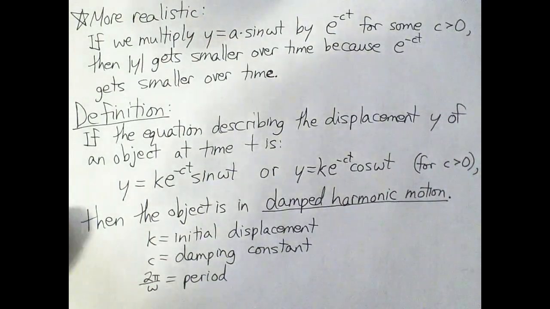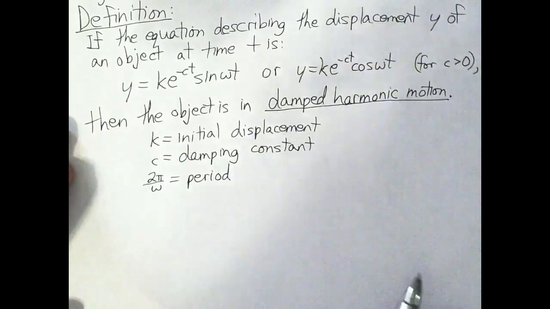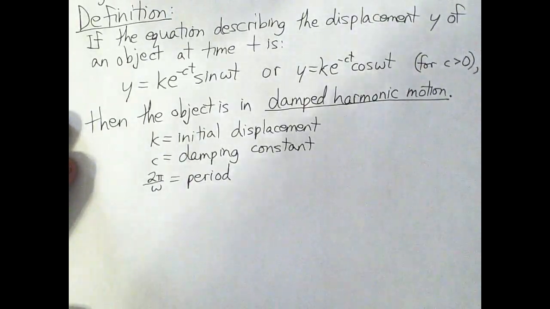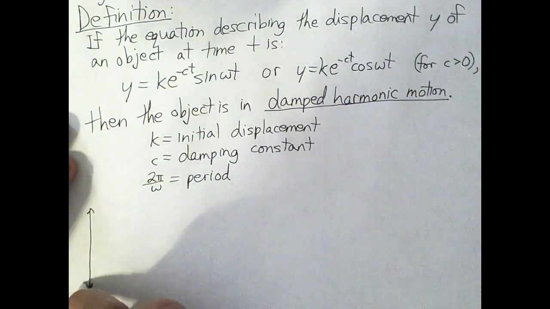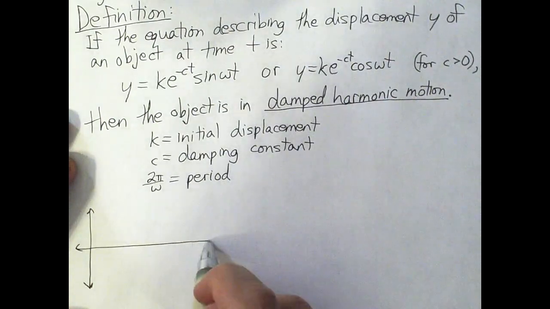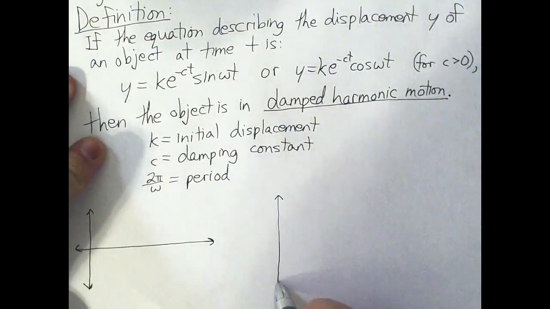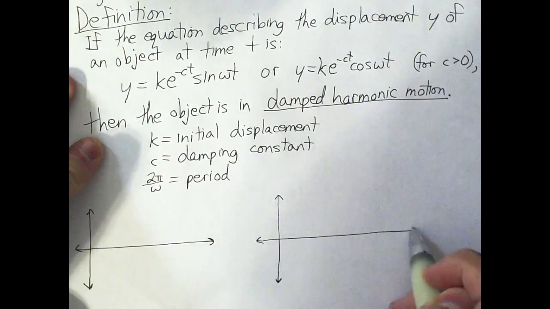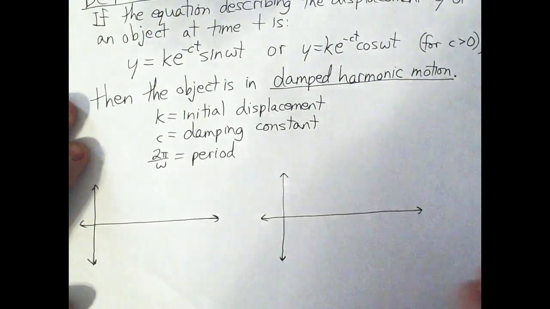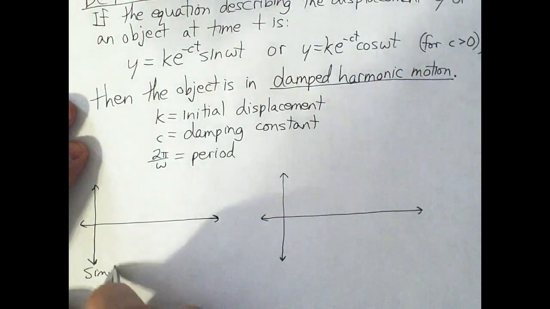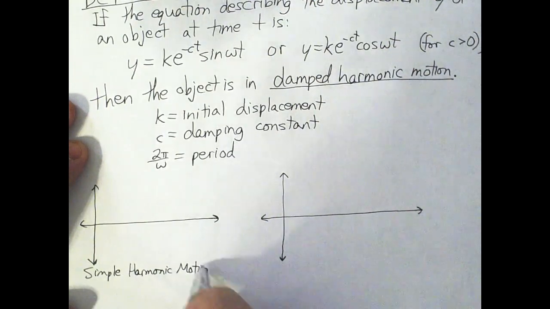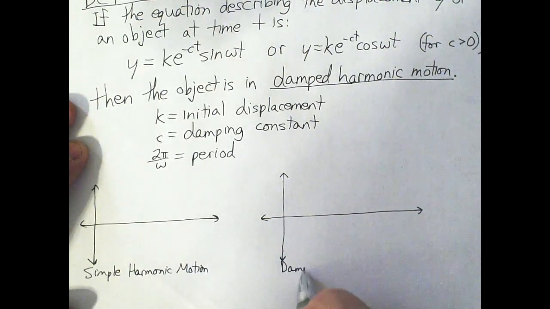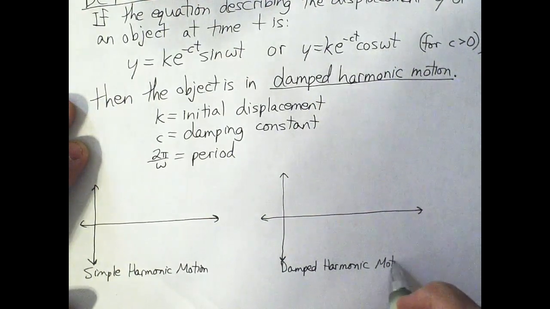Now, what is the amplitude? Well, the amplitude could be thought of as changing over time. So let me draw a picture here that might help clear this up. First of all, I'm going to draw two pictures, in fact. First picture is going to be simple harmonic motion. Second picture is going to be damped harmonic motion. And it's just going to be one example of each.